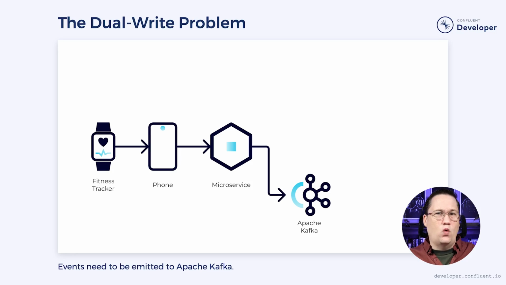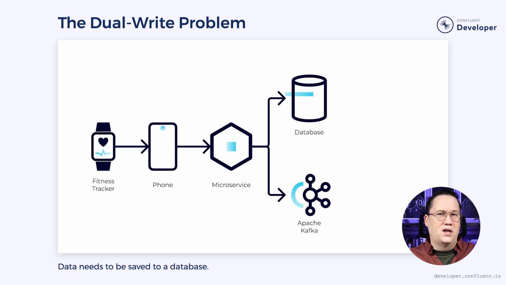At the same time, we might want to create some events and emit them to Apache Kafka. This might mean that we need to update both the database and Kafka in a transactional fashion. And that puts us face to face with the dual write problem. We have to update two systems that aren't transactionally linked. If you aren't familiar with the dual write problem, check out the video linked in the description.